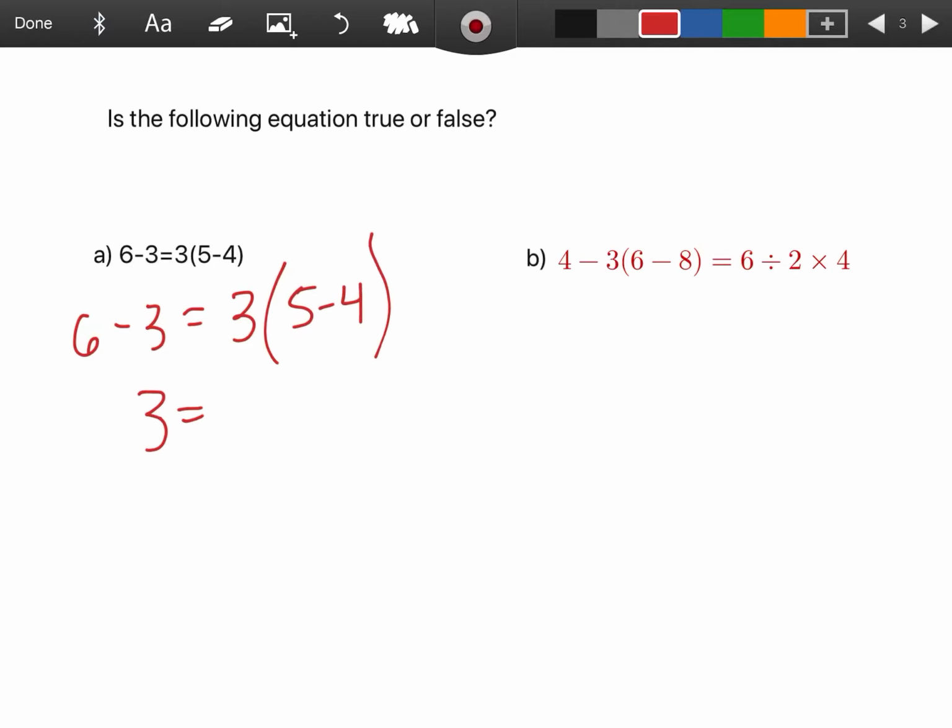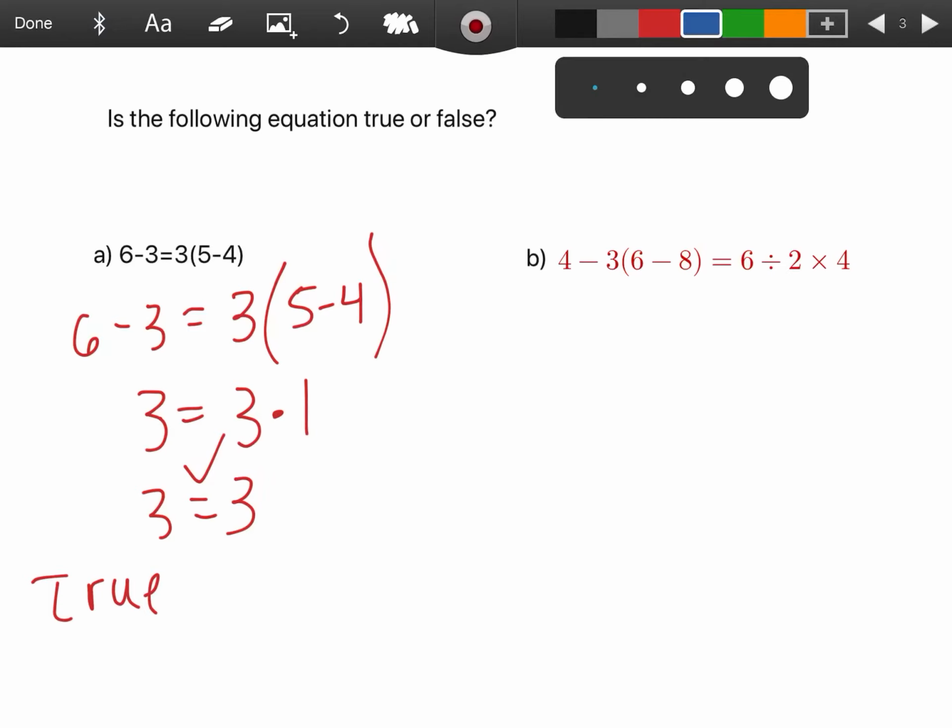The right side, we're going to start by doing the parentheses. So 5 minus 4 is 1. So we'll have 3 times 1. And 3 times 1 is also 3. So this checks out. This is a true equation.